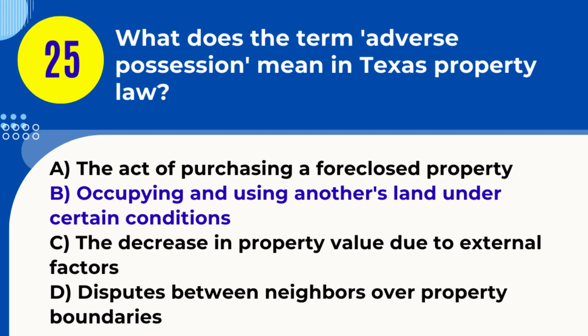Answer: B. Occupying and using another's land under certain conditions. Explanation: Adverse possession in Texas property law refers to occupying and using someone else's land for an extended period under certain conditions, which can lead to acquiring legal title to the property.